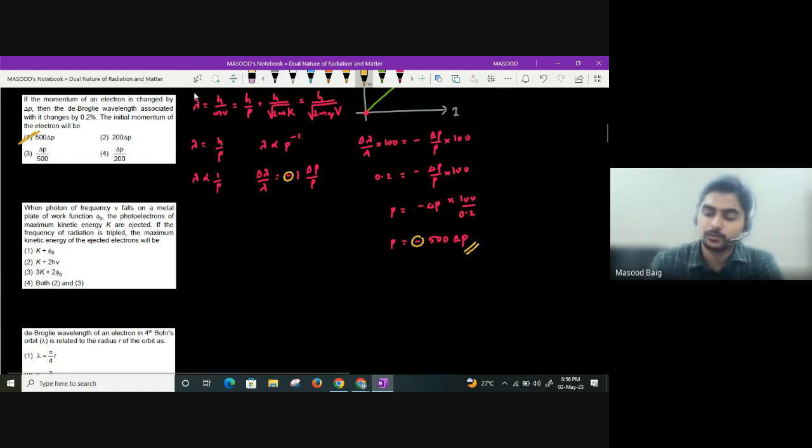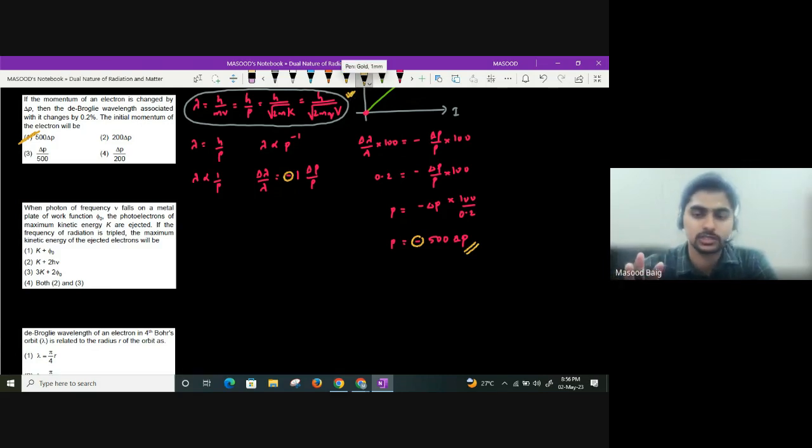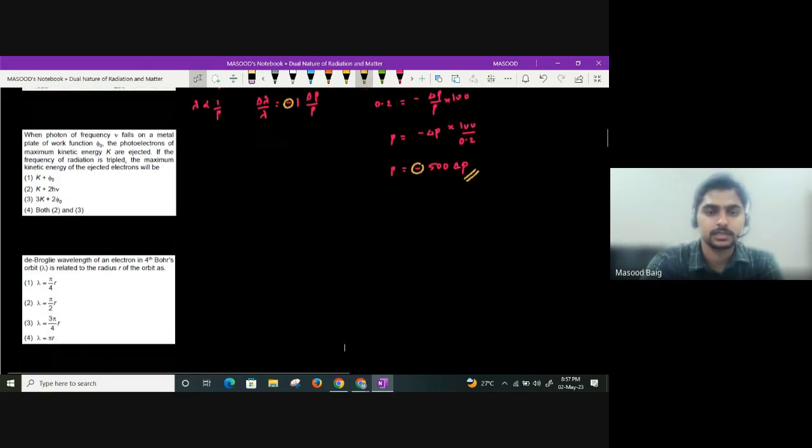Please remember this formula. De Broglie wavelength will be given as h by mv, or h by p, or h by root over 2mK, or h by root over 2mqV. This is how you give de Broglie wavelength. If you know these two formulas, all questions from dual nature you will be able to solve, guys. Understood, all of you? Yes or no? Then let us see the next question.